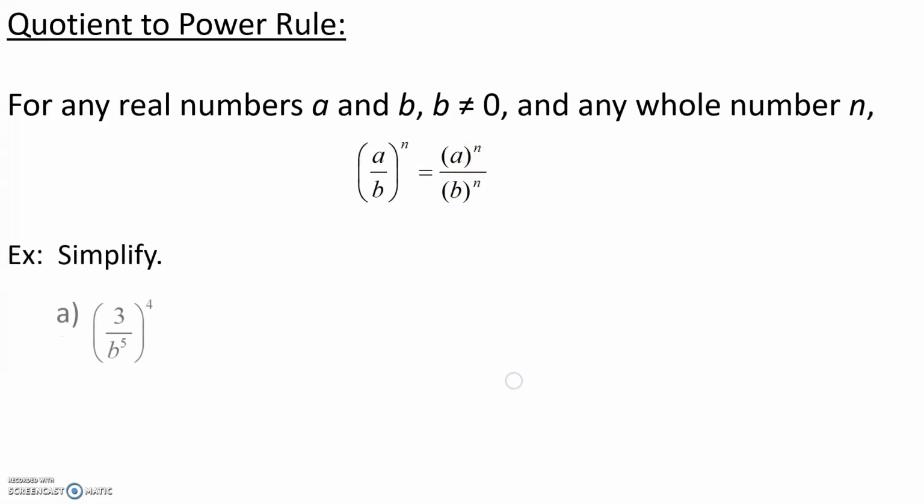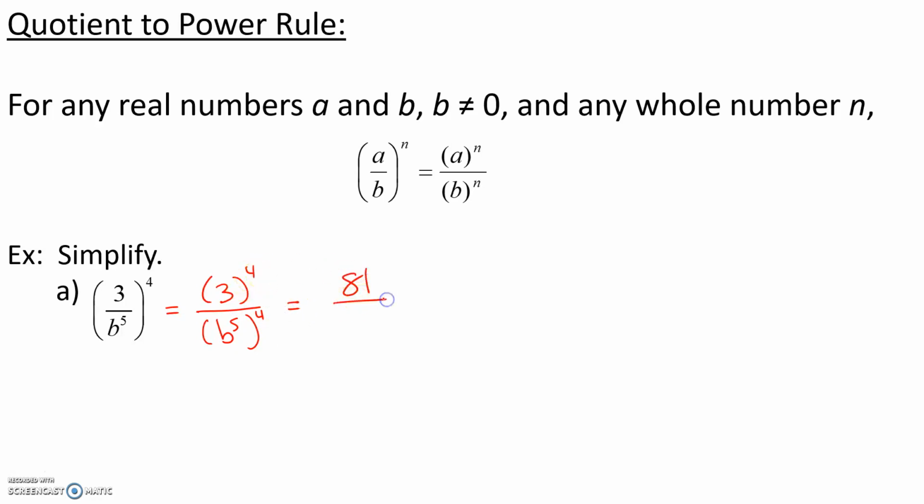For example, to simplify the quantity 3 over b to the 5th, to the 4th power, we will raise 3 to the 4th power divided by b to the 5th raised to the 4th power. Each individual factor is raised to the 4th power. 3 to the 4th power is 81. 5 times 4 is 20. This gives us 81 over b to the 20th power.